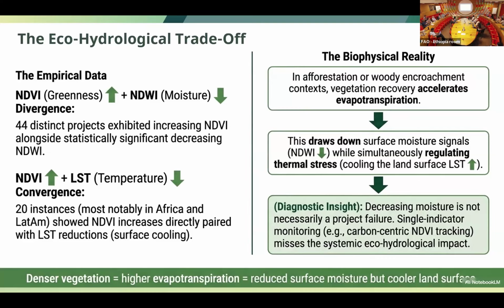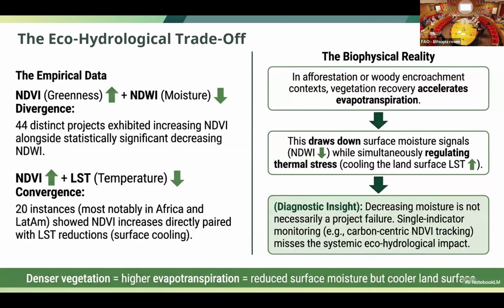This is probably the finding that most surprised us, and it's the strongest argument for multi-indicator monitoring. 44 projects globally showed NDVI increasing while NDWI decreased simultaneously. If we only look at NDVI, we call that a success: we have more vegetation. But if we add NDWI, then we are looking at the eco-hydrological trade-off. Afforestation or woody encroachment increases transpiration, which draws down the surface moisture signal. So the vegetation is greener, but the landscape is drier.